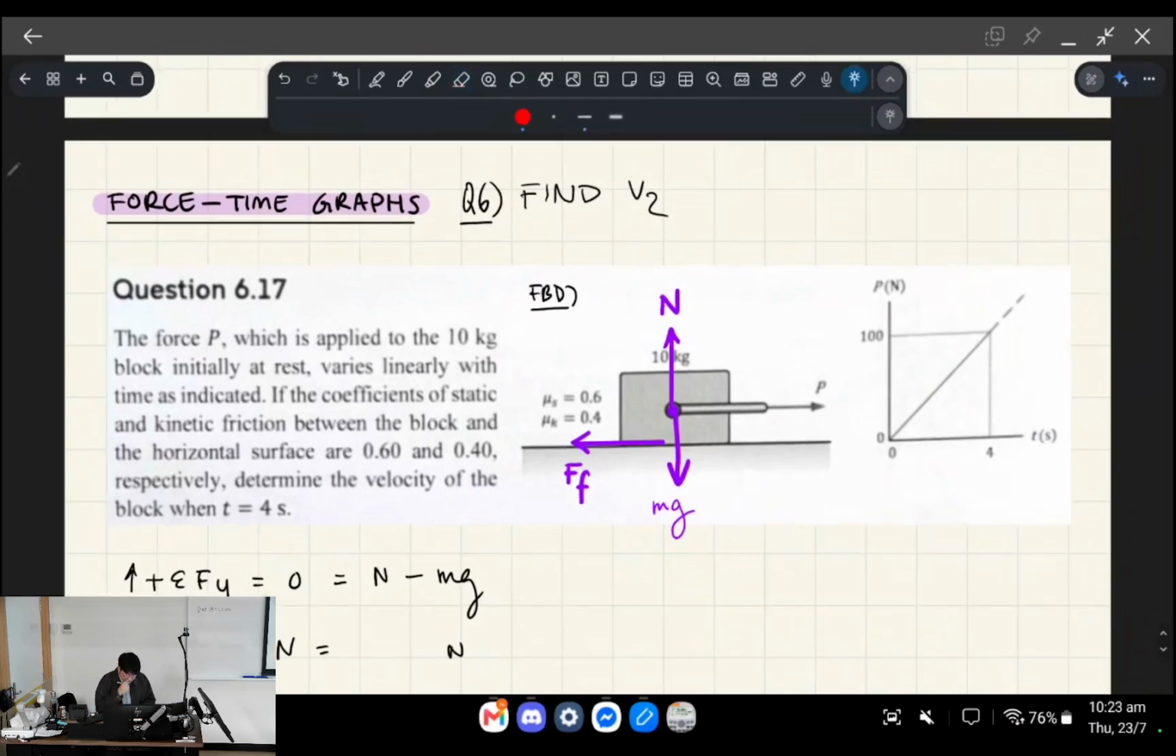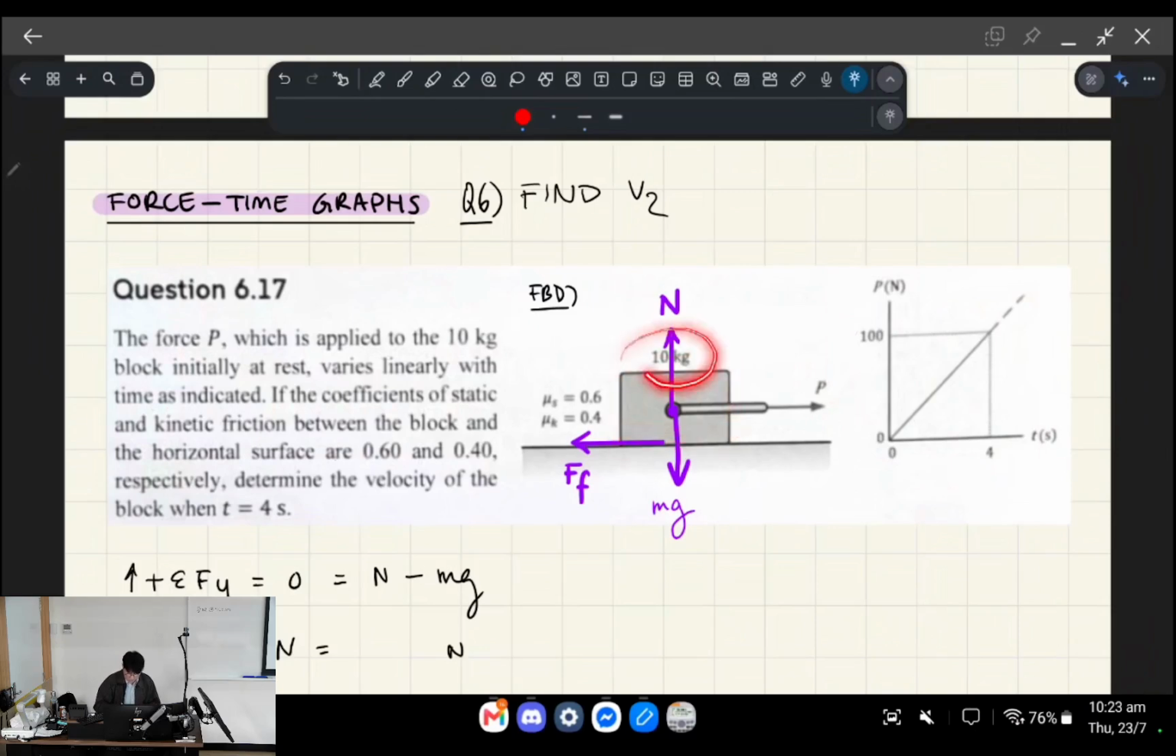Okay, so the question says, the force P, which is applied to a 10 kilogram block initially at rest, varies linearly with time as indicated. Okay, so it provides you this graph. If the coefficient of static and kinetic friction between the block and the horizontal surface are 0.6 and 0.4 respectively, determine the velocity of the block when t is equal to 4 seconds. Okay, so let's just visualize what's going on.